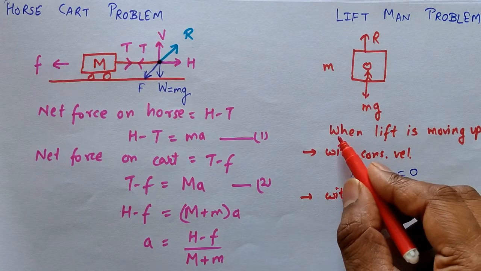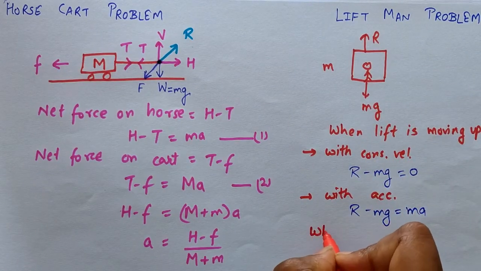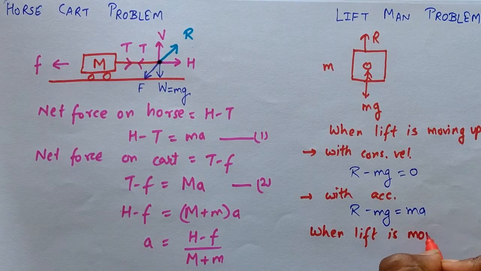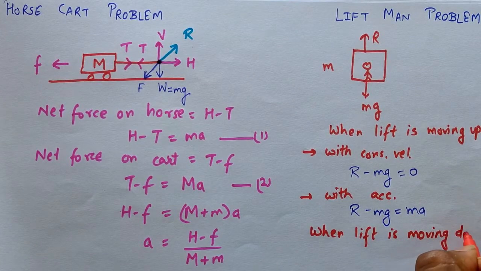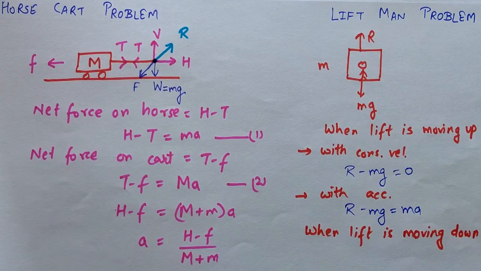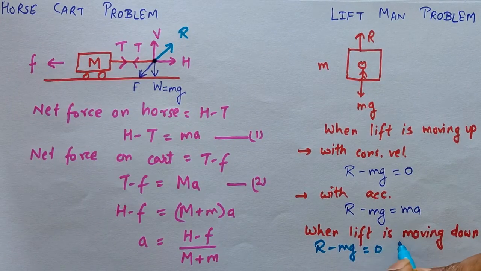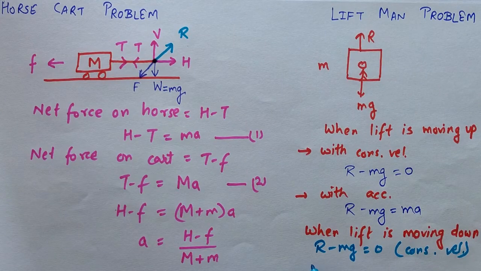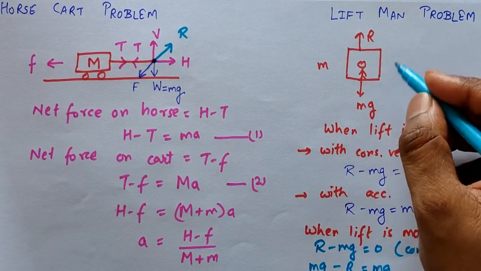Now in the next case, when the lift is moving down, what will happen? If the lift is moving downward, R minus mg is equal to 0 for constant velocity, and if the lift is moving downward with some acceleration, then I can write it as mg minus R equal to ma. In this situation mg will be greater because the lift is moving downward.